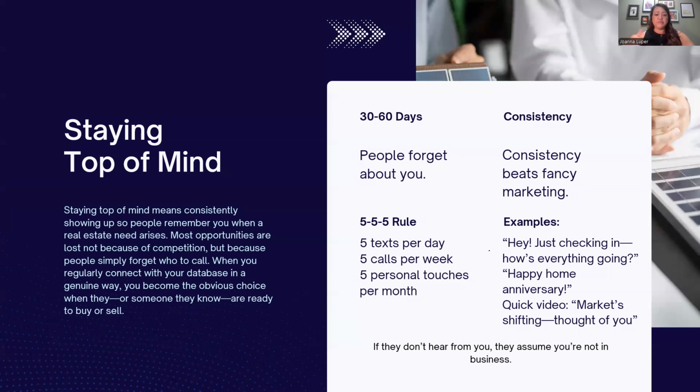If people don't hear from you, they're going to assume that you're not in business. So I would say that staying top of mind is really important. Doing the 5-5-5 rule, 5 texts per day, 5 calls per week, 5 personal touches per month. Do this for 30 days, and I promise you that you're going to see some momentum in your business.